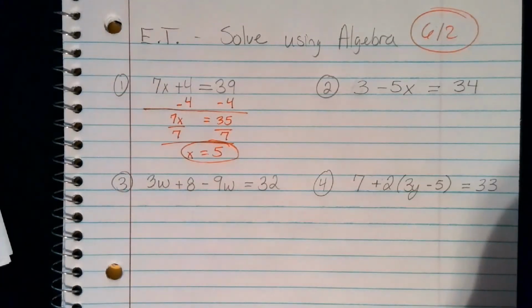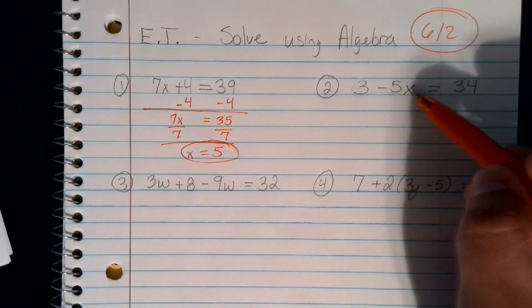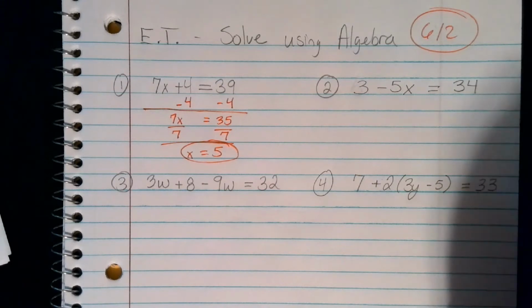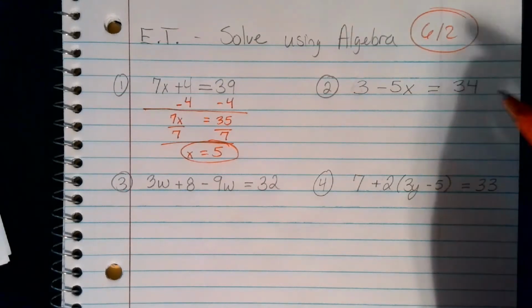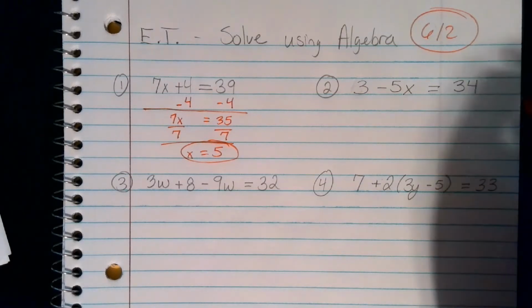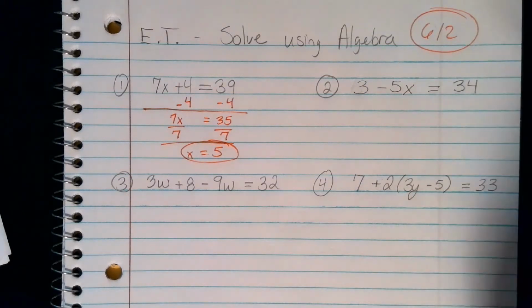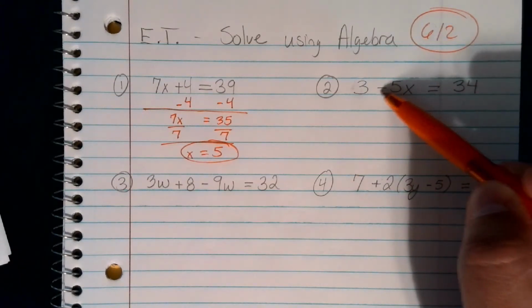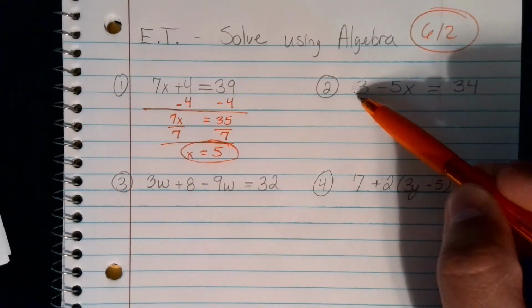For number 2 over here, we want to get this x alone. This is a tricky one. Now this one's going to come out to be a decimal. I made one to be a decimal too, just to remind yourself that it doesn't have to be a whole number. Decimals are numbers too, so nothing wrong with getting a decimal. So I got to get rid of this 3 first. This is a positive 3. Don't get thrown off by this minus sign that's in front of the 5x. This is a positive 3.